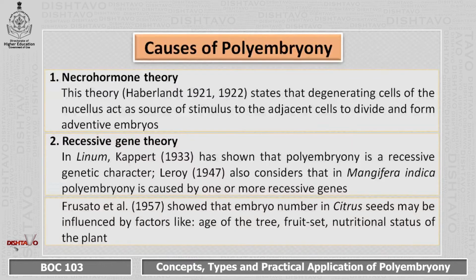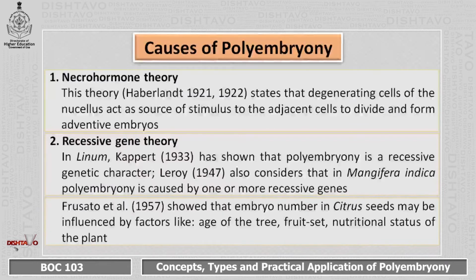Recessive gene theory. In Linum, Caput has shown that polyembryony is a recessive genetic character controlled by multiple genes. Due to hybridization in different strains, genes recombine in an individual plant, and this exhibits the phenomenon of polyembryony. Leroy also considers that in Mangifera indica, polyembryony is caused by one or more recessive genes.